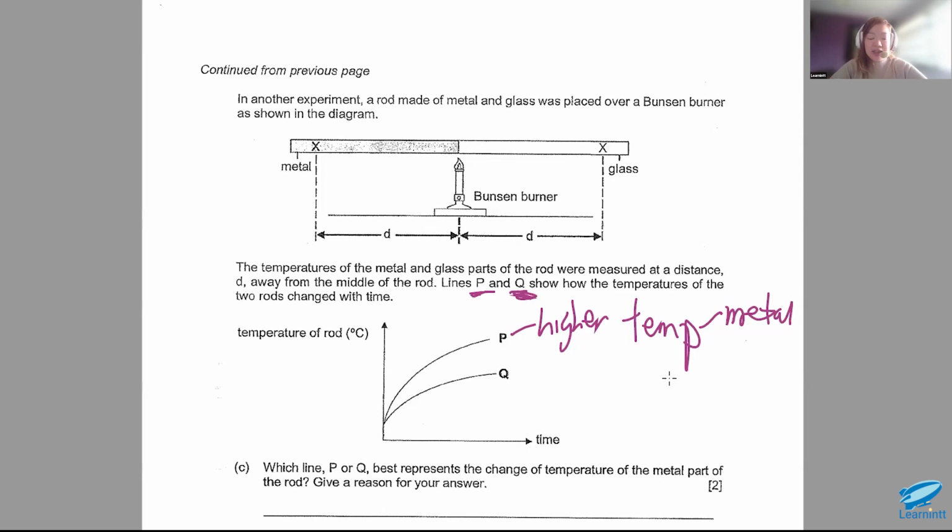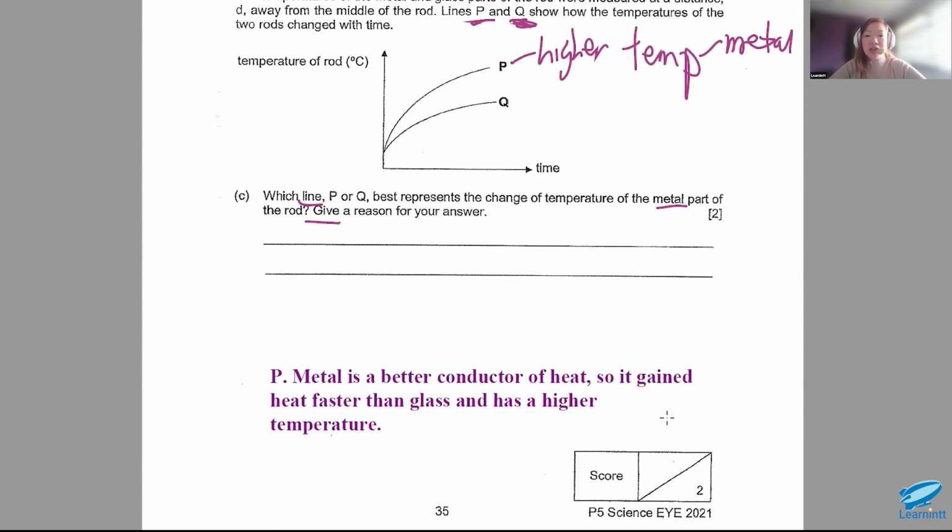So the question: which line, P or Q, best represents the change of temperature of the metal part of the rod? Why? Again, we're comparing better conductor and poorer conductor. Easy, we know this. So you have to tell me it's P. Why? Metal is a better conductor, so it gains heat faster than glass and so has a higher temperature. This is nice. They give it to you for 2 marks.